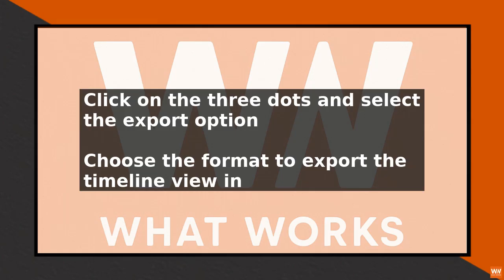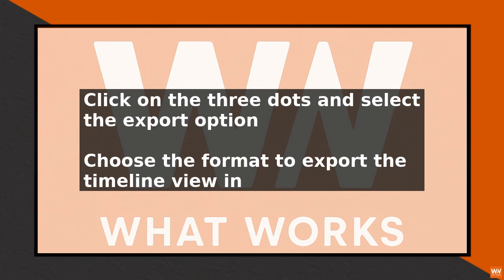If you choose to export to CSV or Excel, you can select the columns you want to include in the export. Make sure to select the columns that are relevant to your timeline view, such as item name, start date, and end date. You can also choose to include dependencies and tags in the export.